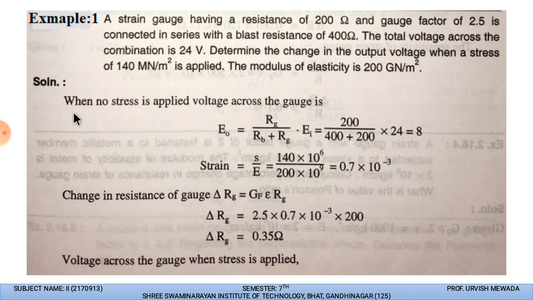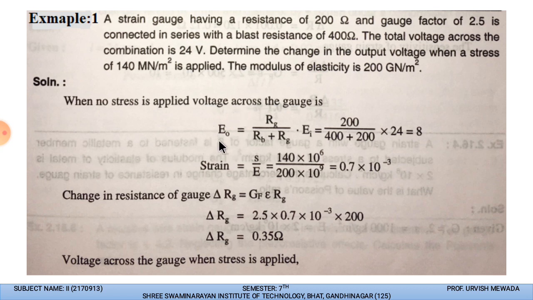First of all, we consider that when no stress is applied, this bridge is balanced, meaning there is no change in the circuit. So let us check the output voltage of the circuit. As we already discussed, a Wheatstone bridge will show an output voltage even if no stress is applied. So let us check whether it is correct or not.